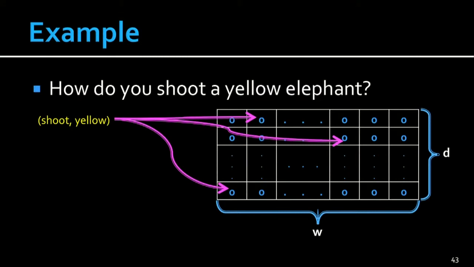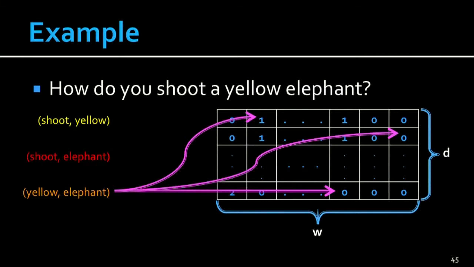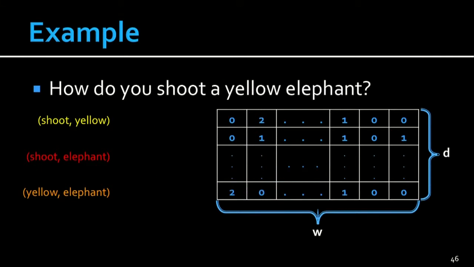Okay? And we do exactly what we did with the passwords. We hash it to one entry in each row. We increment the counters. We get this table. Then the next pair, shoot and elephant. We hash them. We increment the counters. Then the next pair, yellow and elephant, we hash it, we increment the counters. So we just continue doing this with all of the documents that we have in our corpus. Okay? And the nice thing is that you can do this on the fly. Like as a tweet stream is coming in, per tweet you can do this.